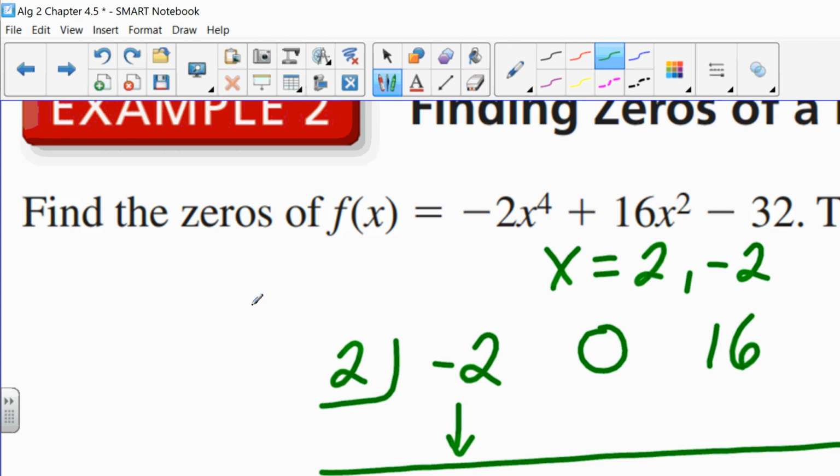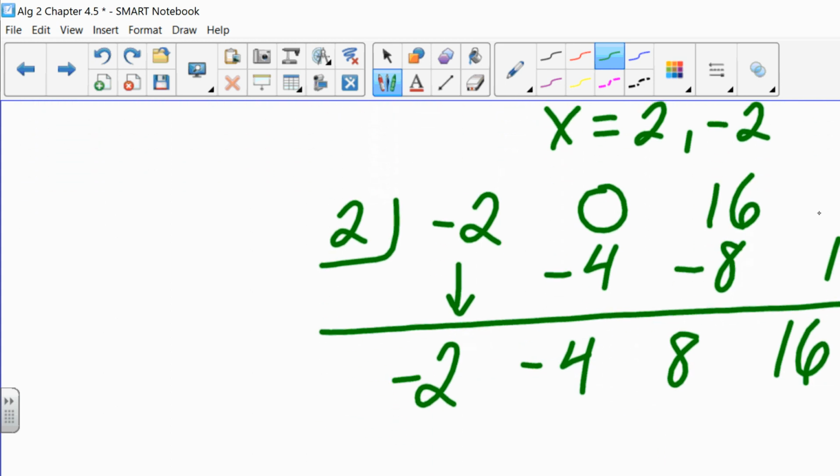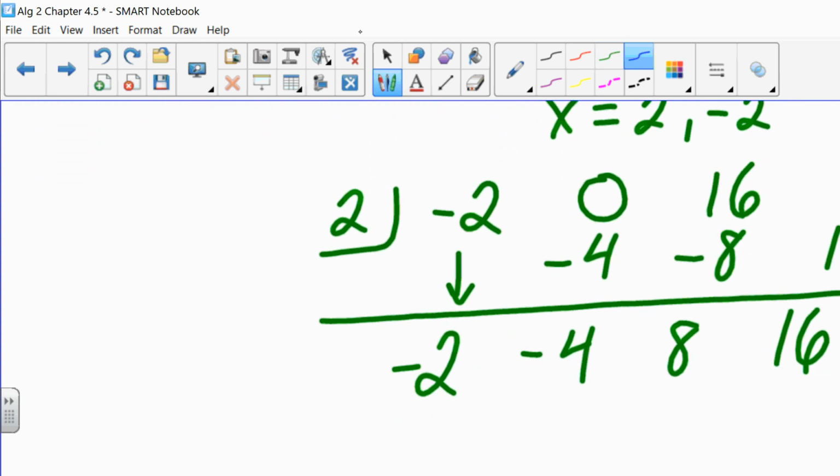And then we'll do our multiplication. 2 times negative 2 is negative 4. 0 plus negative 4 is negative 4. 2 times negative 4 is negative 8. 16 plus negative 8 is positive 8. 2 times 8 is 16. 0 plus 16 is 16. 2 times 16 is 32, and negative 32 plus 32 is 0. Any questions on this so far?